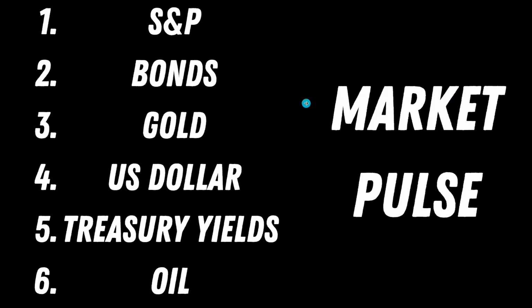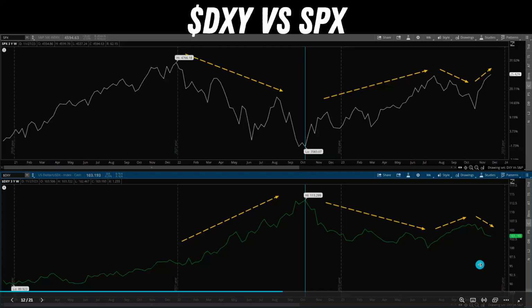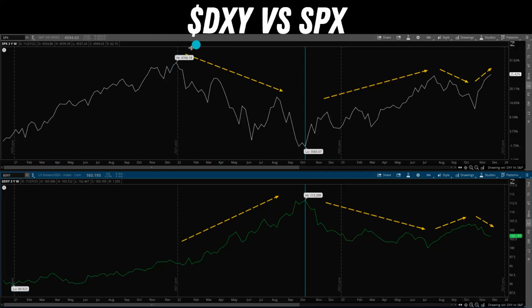We'll go ahead and get into the market pulse. So remember, the market pulse is going to be looking at the S&P 500, bonds, gold, the US dollar, treasury yields, and oil. Now, if we look at the relationship between the dollar, so this is going to be the Dixie, the US dollar index versus SPX, the S&P 500, we've got the S&P 500 here on top, and the divergences are very, very clear. Now, what is a divergence, you may ask? Well, a divergence is simply when they're doing something different than the other.